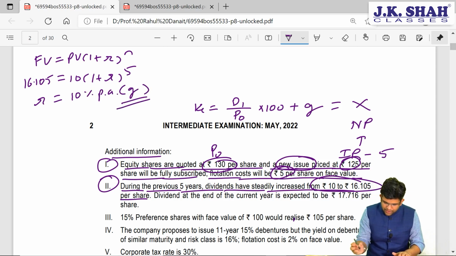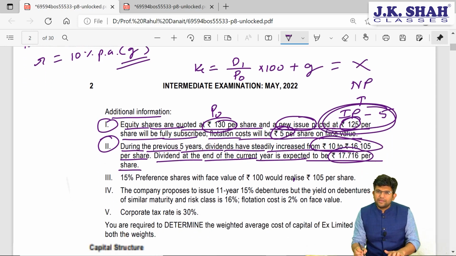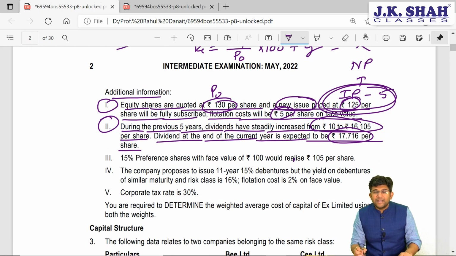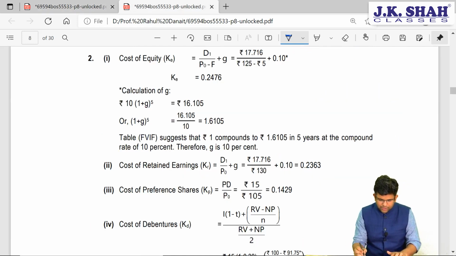So we got the G, we have the net proceeds, and they're saying dividends at the end of the current year are expected to be 17.716 per year. Children, this, can I say, will be your D1, correct? So we have the D1, we have the net proceeds, we have the growth rate. Let us understand the calculation of KE.